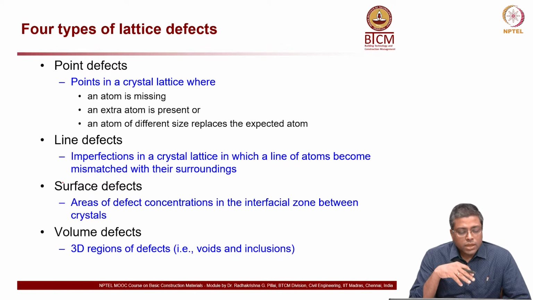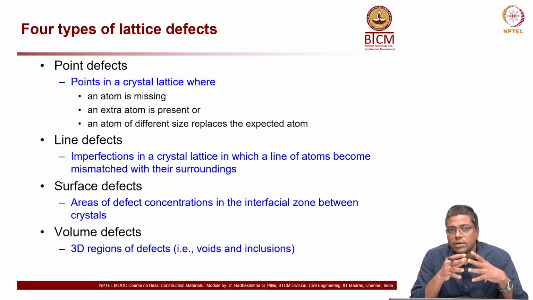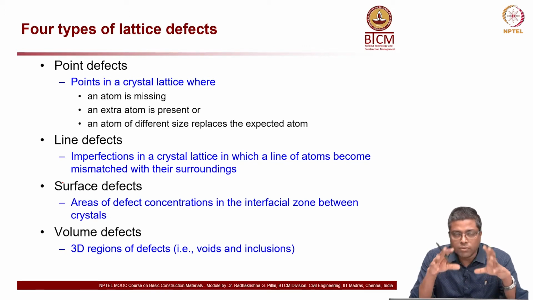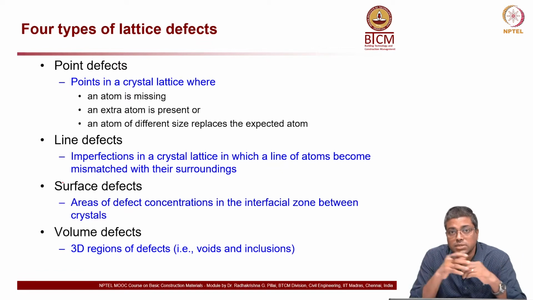Now, there are 4 types of lattice defects. Until now we were talking about perfect lattice structure, but in reality, when we look at materials and systems, we see there are a lot of defects in these lattice structures. For example, if you have an FCC cell, there may not be one of the atoms; one of the face atoms is probably missing from there.